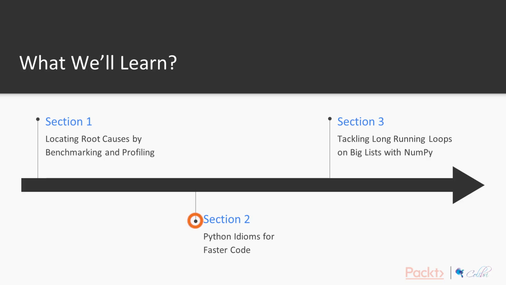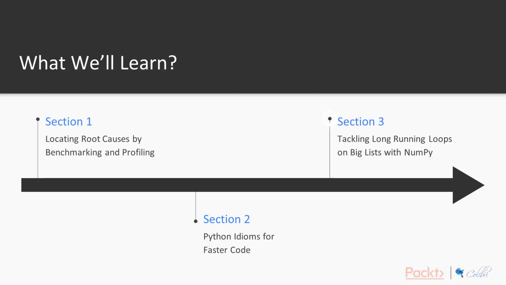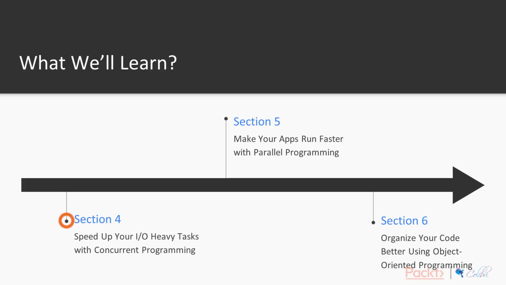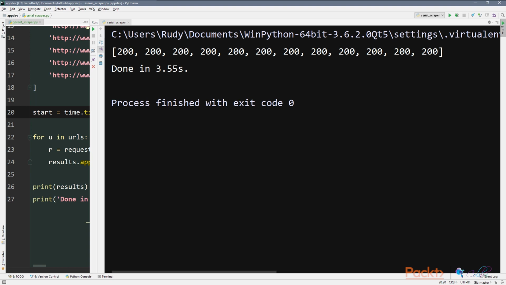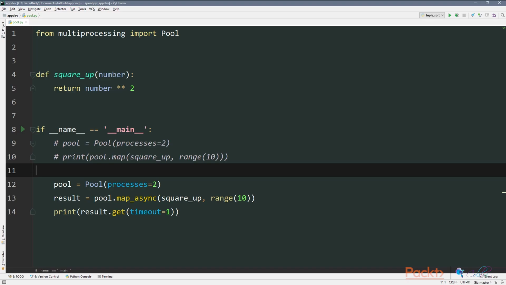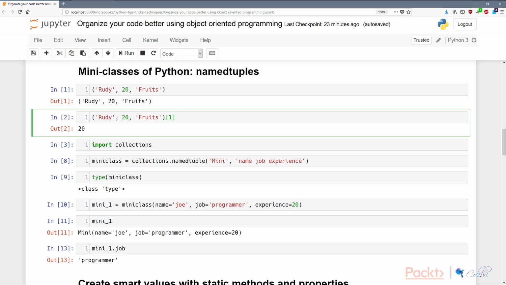We then talk about Python idioms for faster code. So this is things you can do with just raw Python that makes your Python programs faster. And then we talk about tackling long-running loops on big lists with NumPy, which is a third-party library that is specifically designed for scientific computing and big data analysis. We then talk about how we can speed up our I/O-heavy tasks with concurrent programming, and then making our apps run faster with parallel programming. We conclude by how we can organize our code better using object-oriented programming.